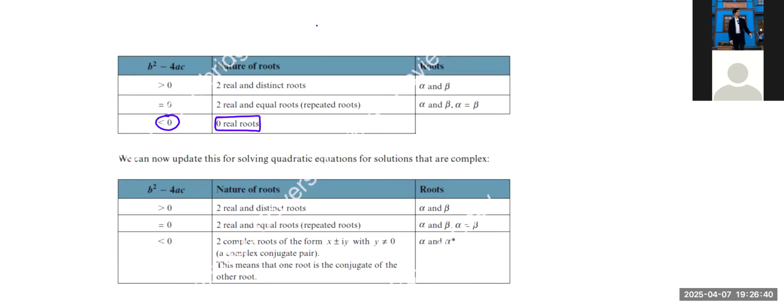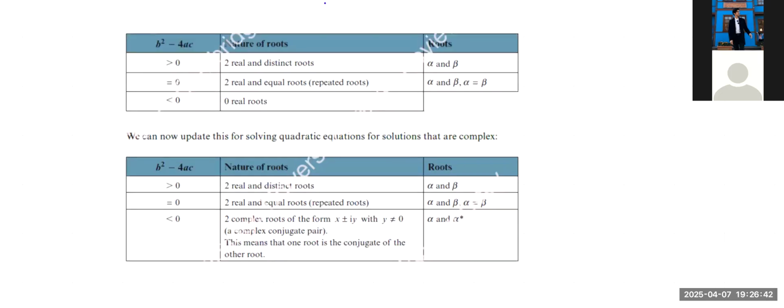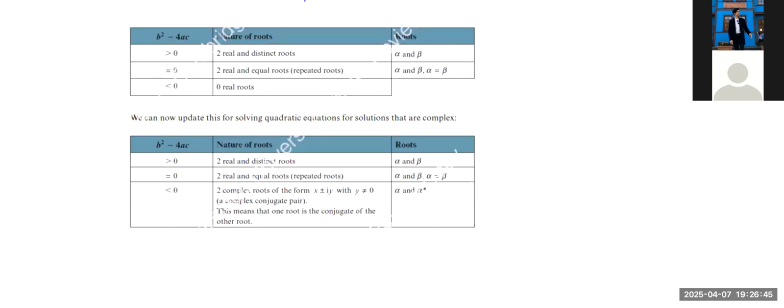However, now, since we have a new field of math that we know about, which is complex numbers, we can fully claim that if it's less than zero, it's not that we get no roots at all. It's just that we don't get any real roots. Our roots are now complex roots of the form x plus minus i. What does that mean? As I explained in the first class, they come in conjugates, right?